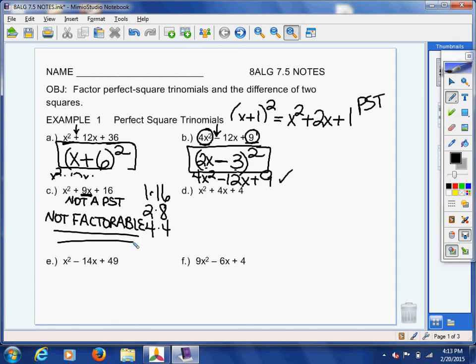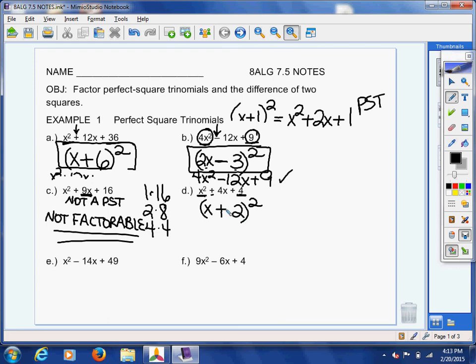Okay, so here's another one. Let's get back on track. We think it's a perfect square trinomial because the first term's a perfect square, the last term's a perfect square, and the last term is positive. So let's just build it, see what happens, and then we'll check it. What did I square to get x squared? X. What did I square to get 4? 2. The middle term is positive, so I'm going to put a plus sign there.